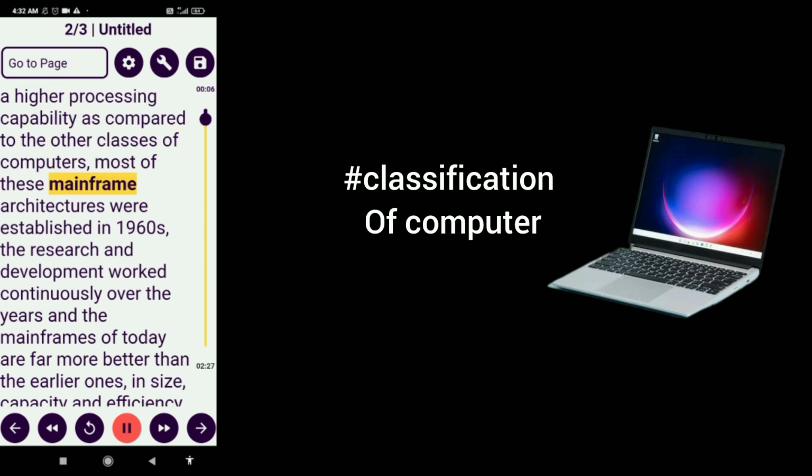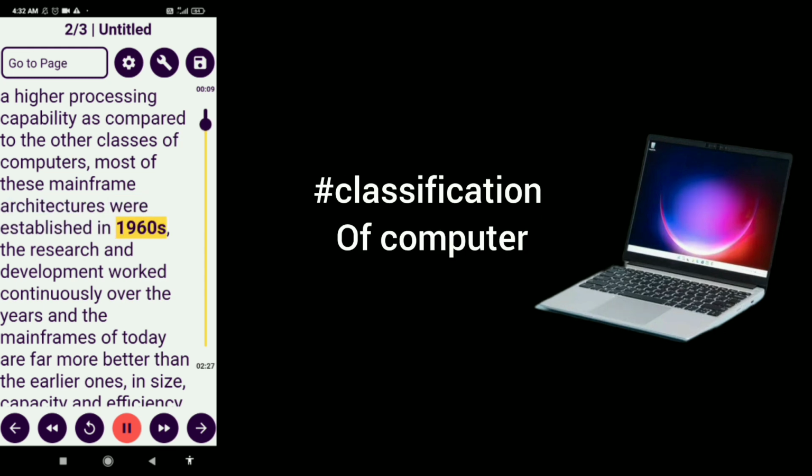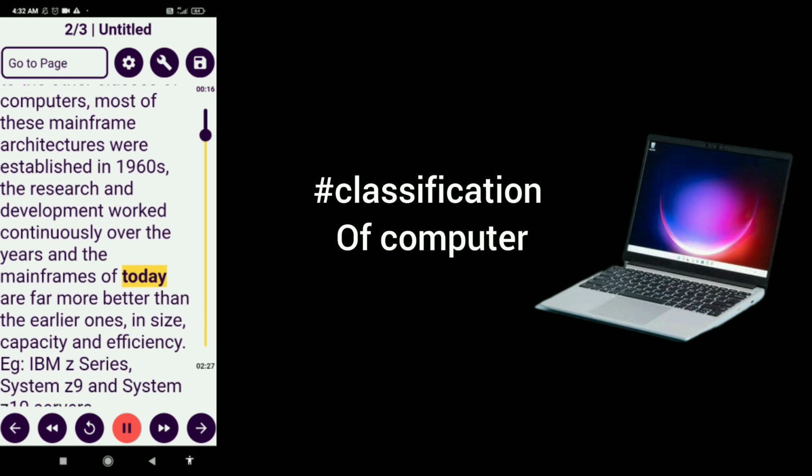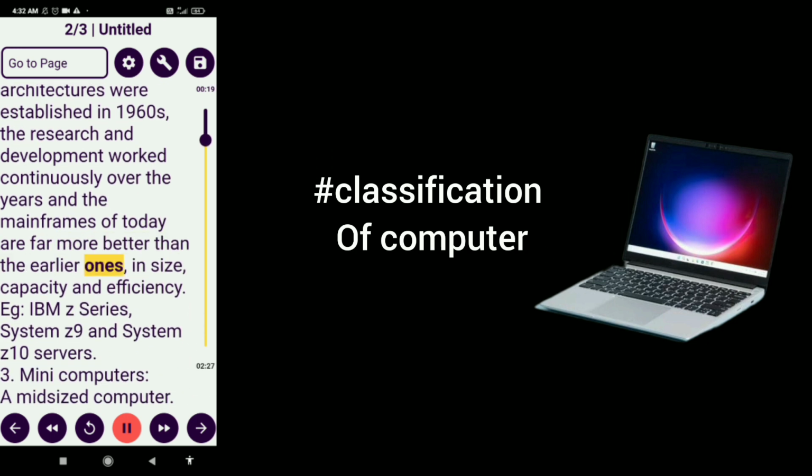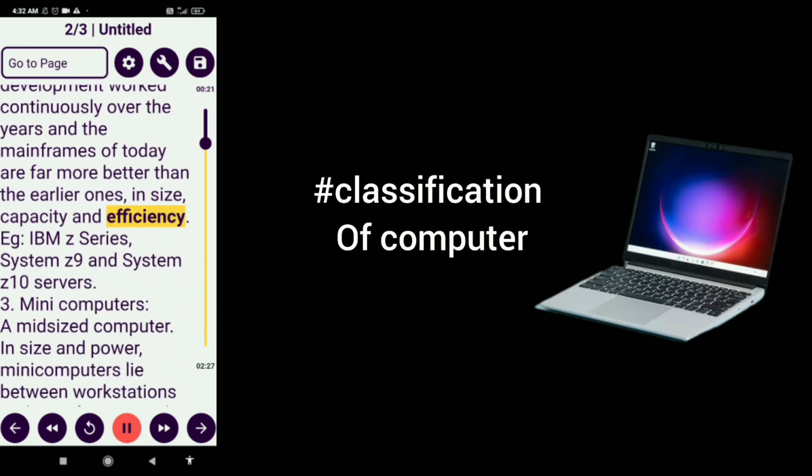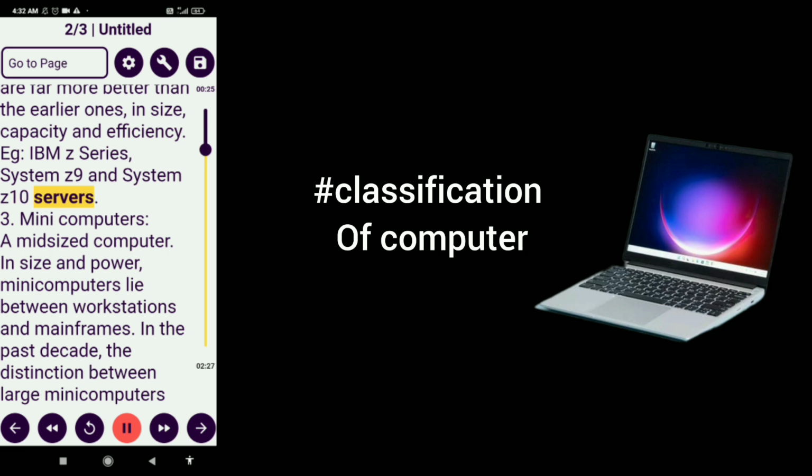Most of these mainframe architectures were established in the 1960s. The research and development worked continuously over the years and the mainframes of today are far better than the earlier ones, in size, capacity and efficiency. E.g., IBM Z Series, System z9 and System z10 servers.